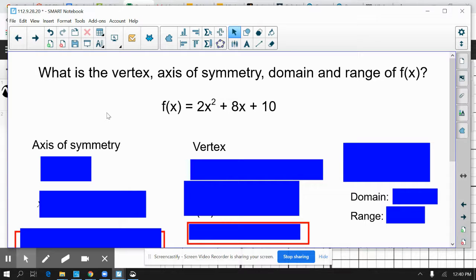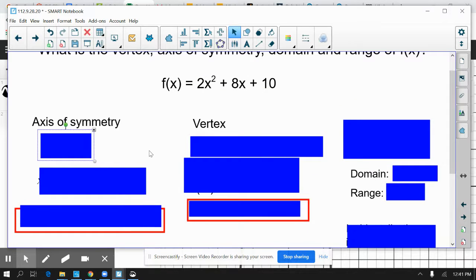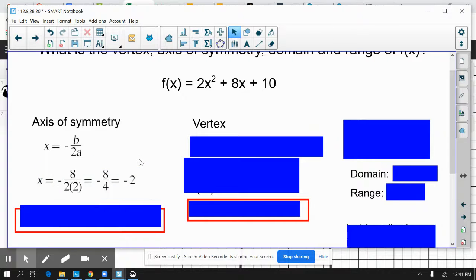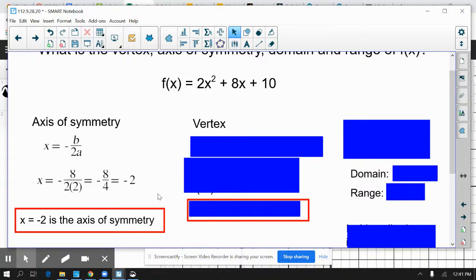It'll help you find the axis of symmetry for any quadratic, which in turn will help you find the vertex for any quadratic. So back to this one, 2x squared plus 8x plus 10. I'm going to find the axis of symmetry first by doing negative b over 2a. Plugging and chugging, that's negative 8 over 2 times 2, which is negative 8 over 4, which is negative 2. So the axis of symmetry is x equals -2.